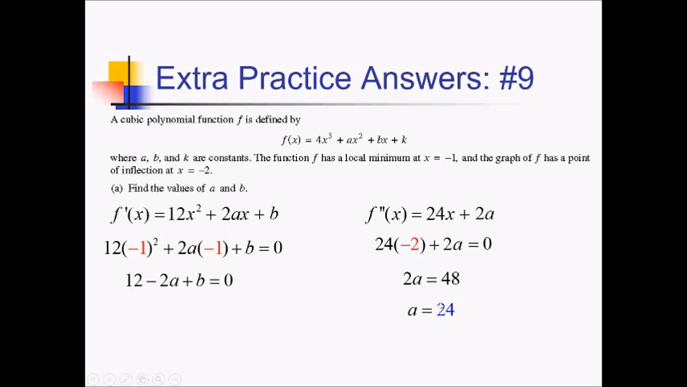Well, since we know what a is, we can go back to this equation here and plug in 24 for a. So we have 12 minus 2 times 24 plus b equals 0. This is 12 minus 48, which is -36. So therefore, b must have a value of +36.